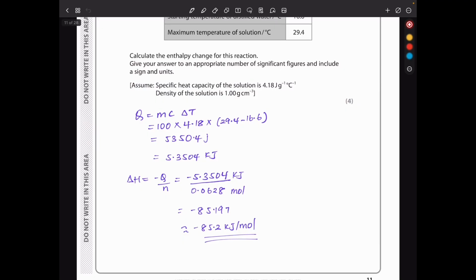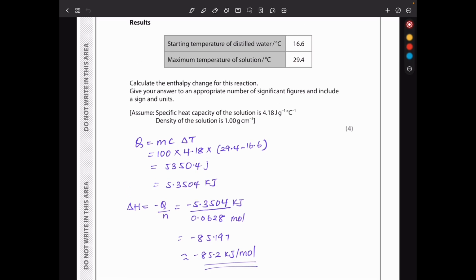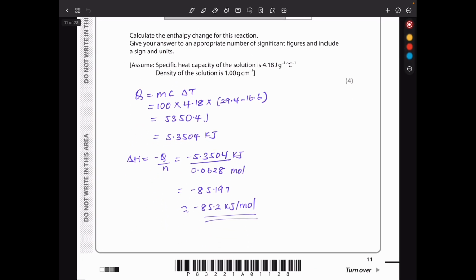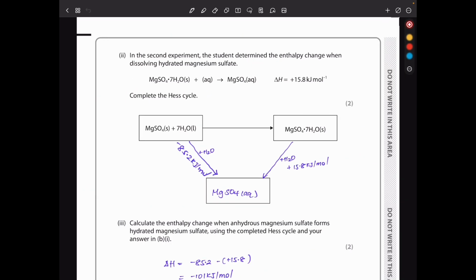Using a calculator, I got 5350.4, which is in joules, and then I converted it to kilojoules by dividing by 1000. Next, to find the delta H, it's going to be negative Q over n. It's negative because the reaction is exothermic since the temperature increased. So that, divide by the number of moles given here, I got negative 85.2 rounded off to 3 significant figures. Then, in the second experiment, the student determined the enthalpy change when dissolving hydrated magnesium sulfate.